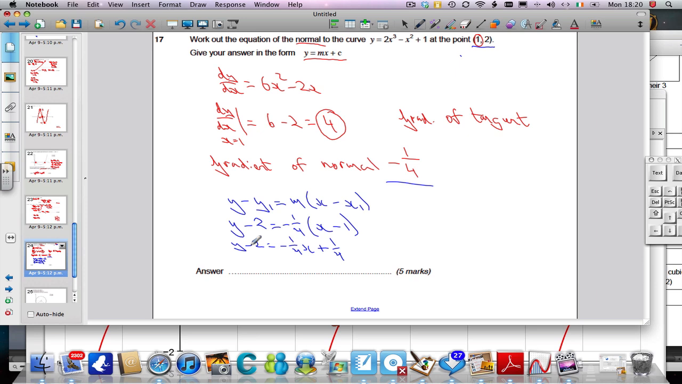And adding 2 to both sides, we get y equals minus a quarter x. Adding 2 on here gives us 9 over 4. And that will do you for full marks. y equals minus a quarter x plus 9 over 4. So that's my answer in the form y equals mx plus c.